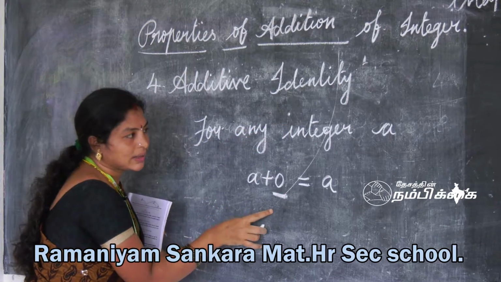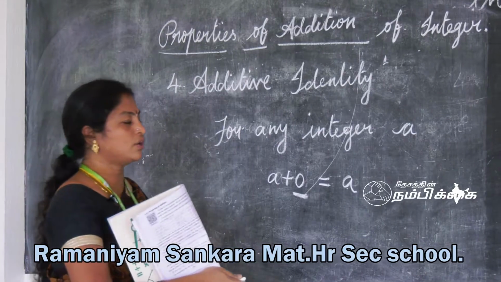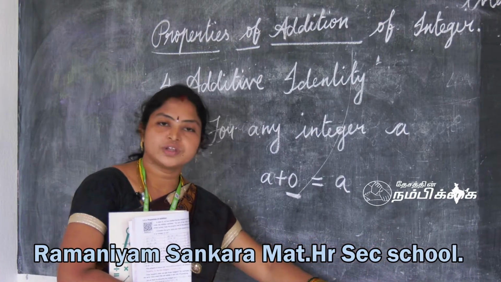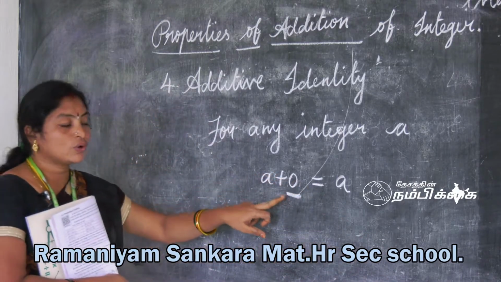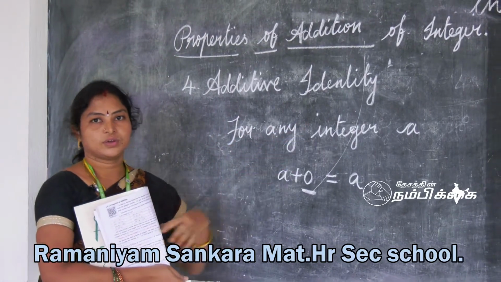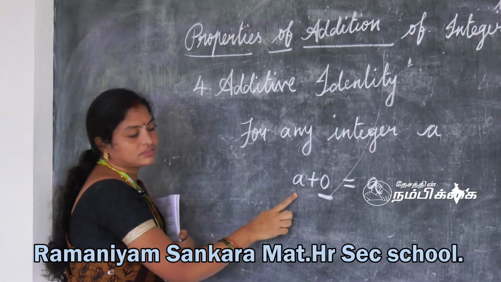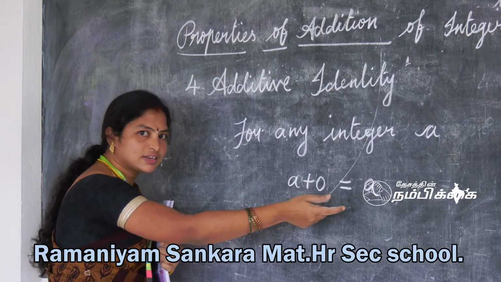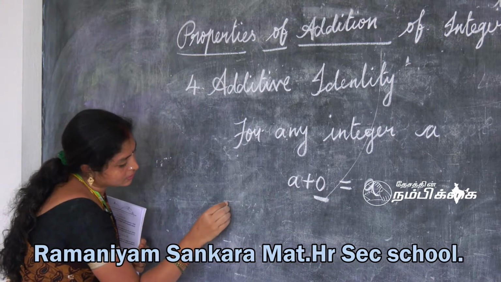This 0 is the additive identity. See, listen. You all know the number line, how to draw the number line. In the middle of the number line we put 0. Okay, so this 0 is the additive identity. Okay, for any integer a, when we add 0 to the integer, what is the answer? That same integer we can get.